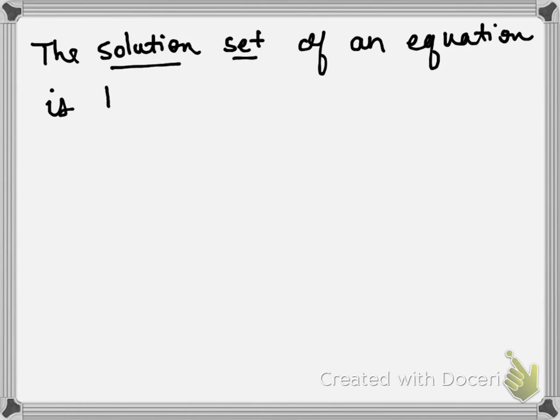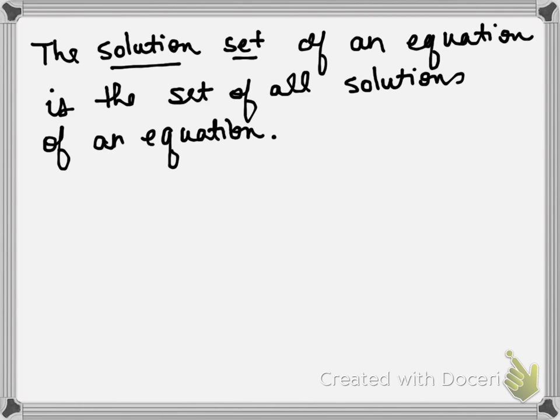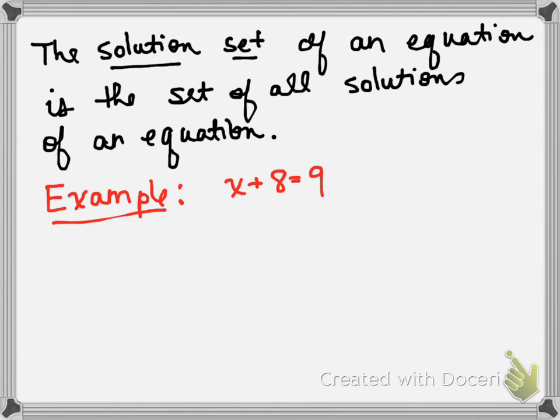So a solution set of an equation is the set of all solutions of an equation. One solution is just any substitution of a variable that makes a true mathematical statement. The solution set is the collection of all solutions. So for example, if we take x plus 8 equals 9, there's actually only one solution to this equation. So we say the solution set is the set containing the number 1. That's the only solution to x plus 8 equals 9.